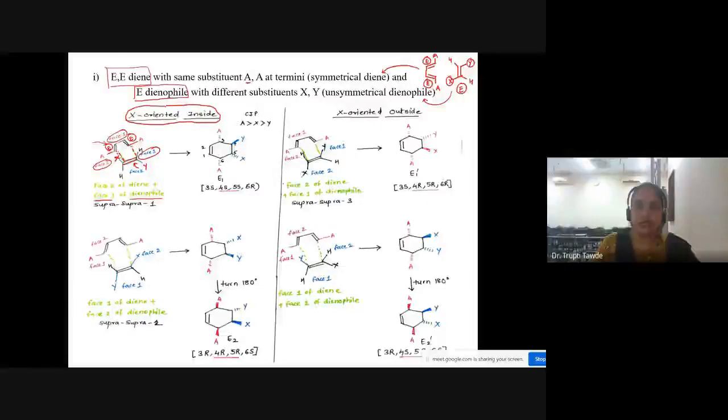So that same point you remember here. Can you see instead of the R what we have here? A. So how this A will be located in the product? Can you see? They are below the plane. Have you understood why they are below the plane? Because your dinophile is attacking the dyne from back plane. And hence the A is moving away from the plane. ठीक है. अब look at your dinophile system.